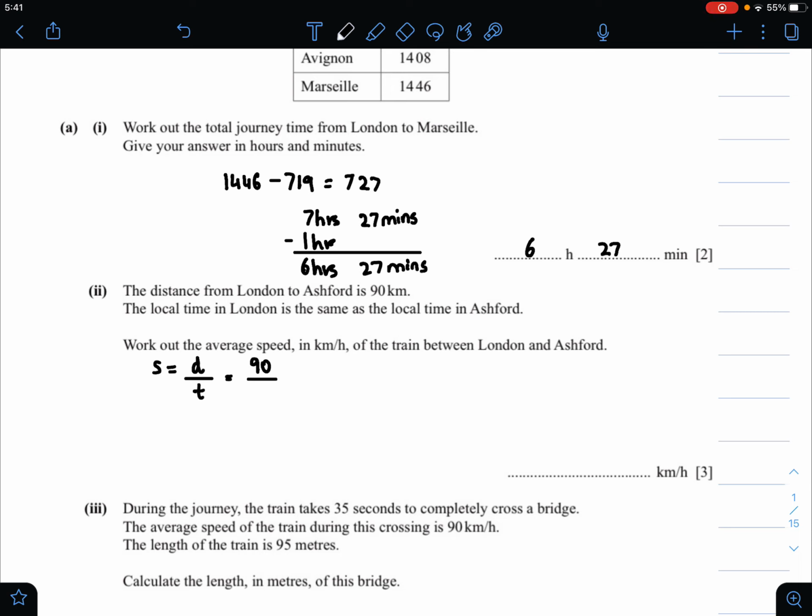So what we do is you do 90 divided by 36 by 60, because you have to convert minutes to hours. Therefore you can change this to 90 multiplied by 60 by 36, and therefore you will have your final answer when you put this in your calculator. So 90 multiplied by 60 divided by 36, you will get your final answer as 150 kilometers per hour.